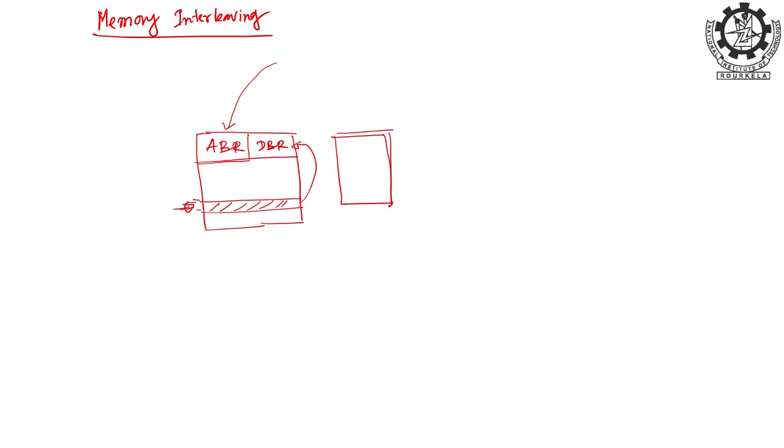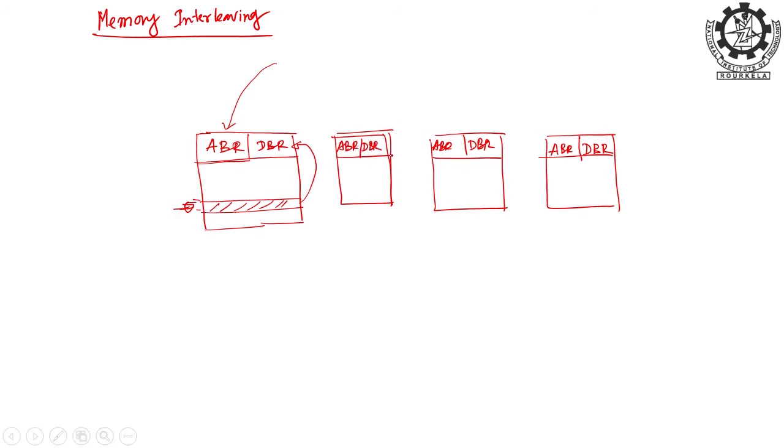Let us say we have 4 modules here, each with an address buffer register and a data buffer register. This is module number 0, module number 1, module number 2, module number 3. Using these we can make a much bigger memory system. Let us say each has 8 locations, so the total will be 32 locations, and each location is 1 byte. So we get 32 bytes if we combine these 4 memory modules.